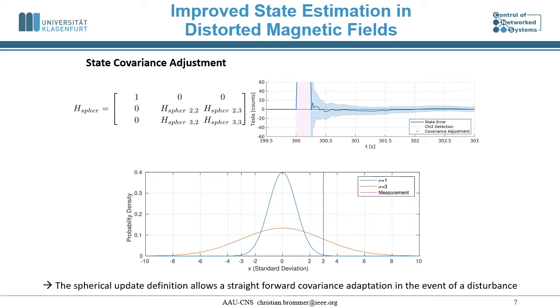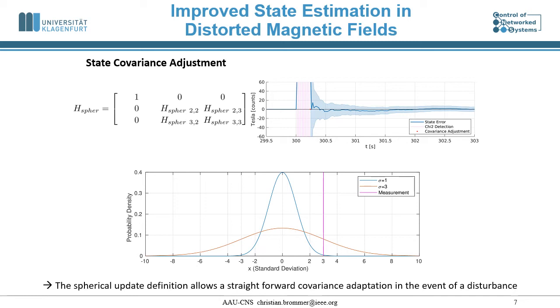Now that we are able to detect outliers in the magnetic field reliably, we can go one step further and perform a correction step in the event of a magnetic disturbance. The graph on the bottom shows the correction of the covariance. We define a magnetic disturbance by a sequence of 10 consecutive outliers for a 3 sigma bound. This is indicated by the blue 1 sigma probability density function and the measurement at 3 sigma on the right.